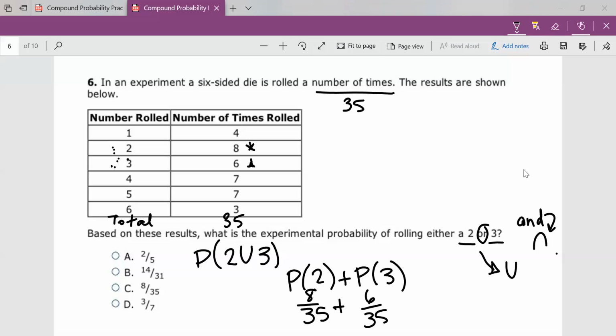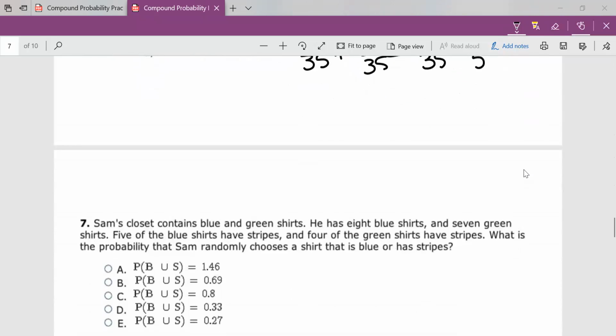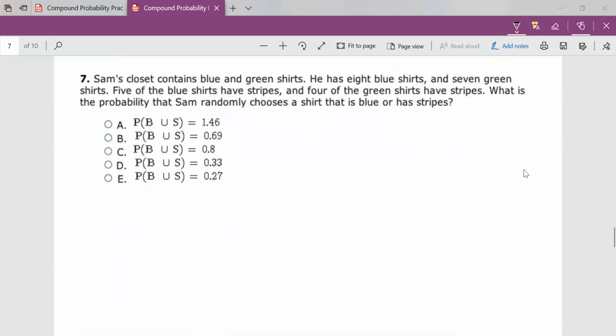So we'll add those together, and we will be getting 14 out of 35, which if you simplify that, they're both divisible by 7. So that would be 2 5ths. Is answer A. Okay, good. A couple new concepts there. Hopefully, if you need to review that, you go back again and listen.